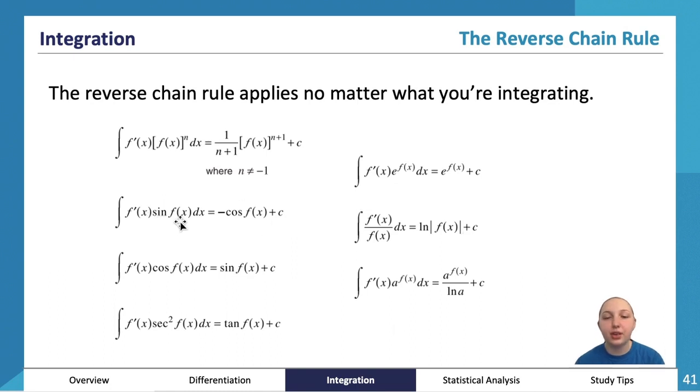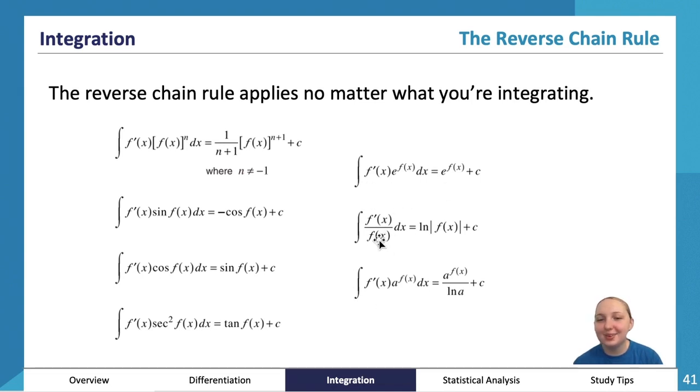We have to make sure that this f(x), its derivative, is already out here. So we've already got f'(x) sin f(x) before we can integrate it to negative cos f(x) plus c. Same deal for your other two trig functions. You've got to make sure that your f(x) has its derivative out here before we can do anything with it. Same thing again with all of these, okay?